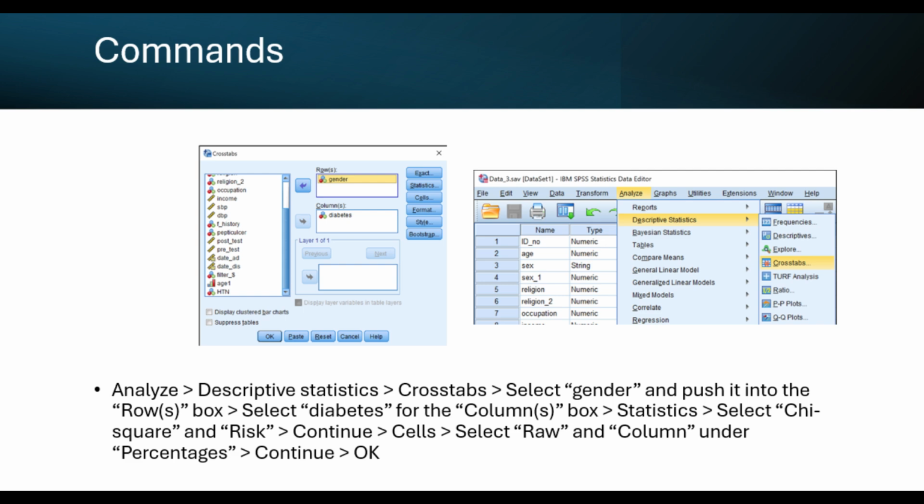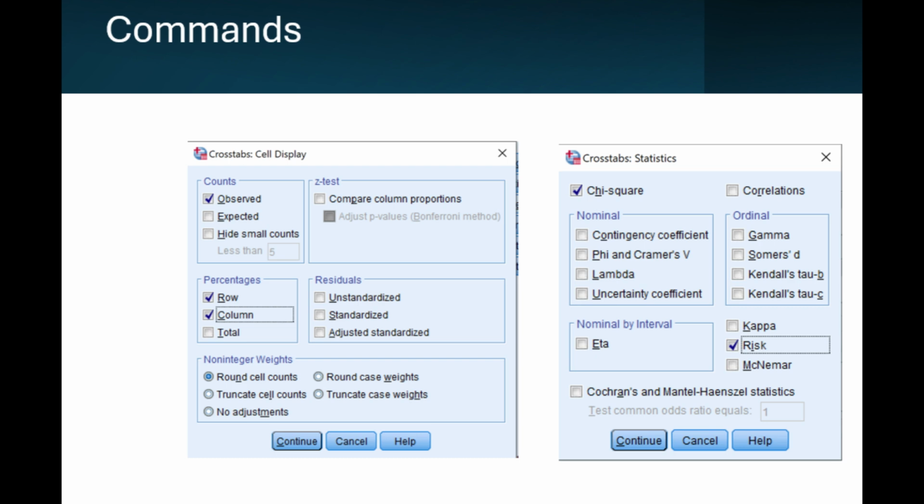Commands: Analyze, next, Descriptive statistics, next, Crosstabs, next, select gender and push it into the rows box, next, select diabetes for the columns box, next, Statistics, next, select chi-square and risk, next, Continue, next, Cells, next, select row and column under percentages, next, Continue, next, OK. Output.